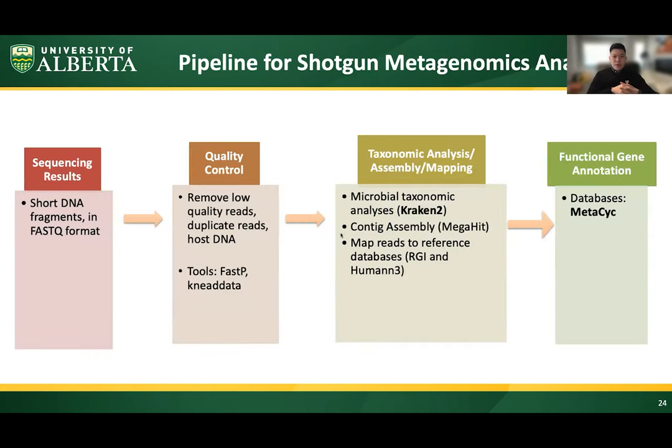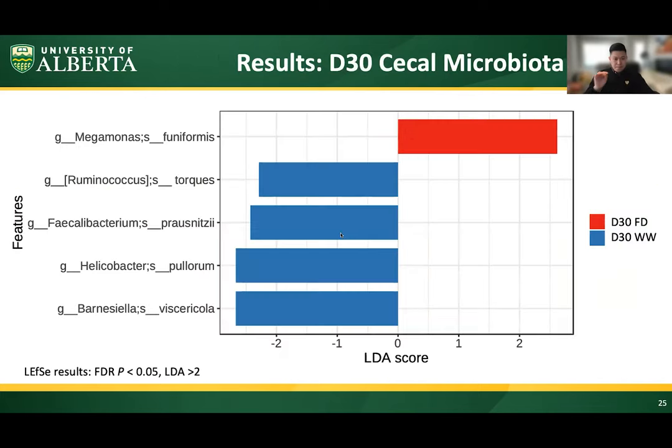This flowchart shows how we process the metagenomic data, which I will not spend time here to explain because it's a little bit tedious and it takes a lot of time. But if you're interested, we can definitely discuss that later. And let's have a look at what we found with shotgun metagenomics.